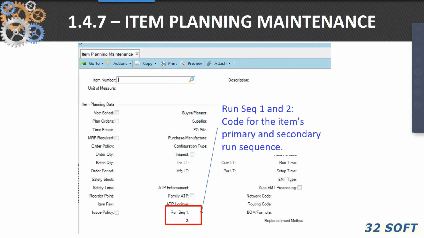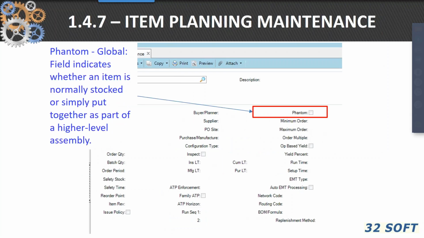Run sequence 1 and 2. If you use L as the make buy code, which is a product line for repetitive, that would allow you to define those run sequences. Then you've got phantom. There are two types of phantoms. A global phantom, which means that you're going to blow through this particular assembly and take its components up to the next level for every part in the system. We'll look at a local phantom on the bill of material, which means that's just for that particular value.